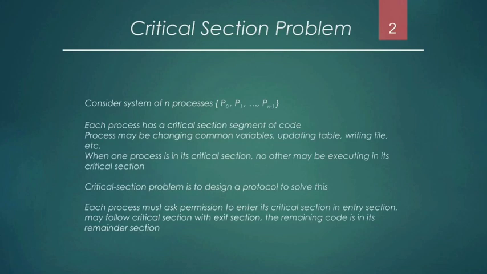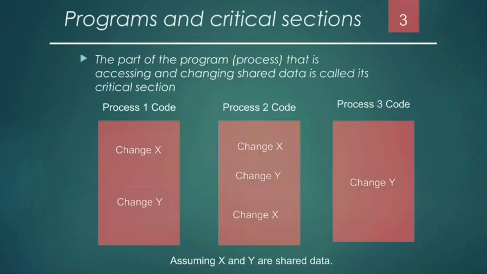Now, the critical section problem is to design a protocol that the processes can use to cooperate. Basically, each process must request permission to enter its critical section. The section of code implementing this request is the entry section. The critical section may be followed by an exit section. The remaining code is the remainder section. You can see this here in the slide.